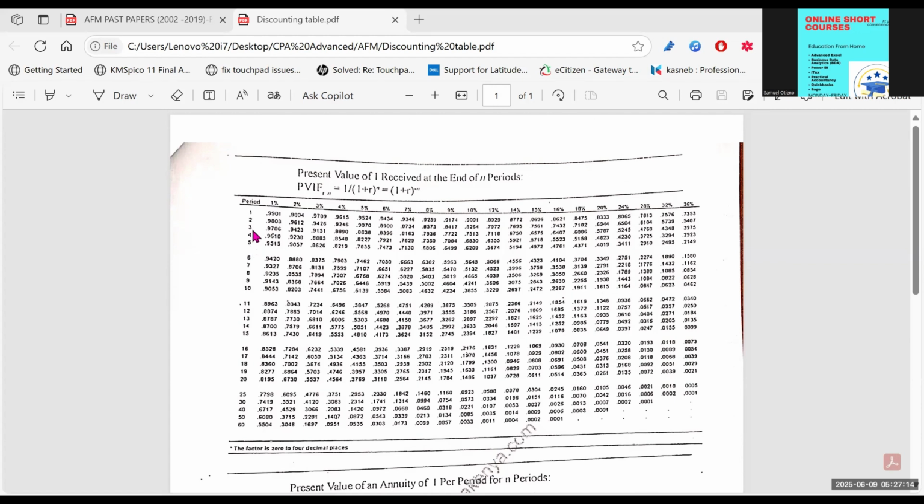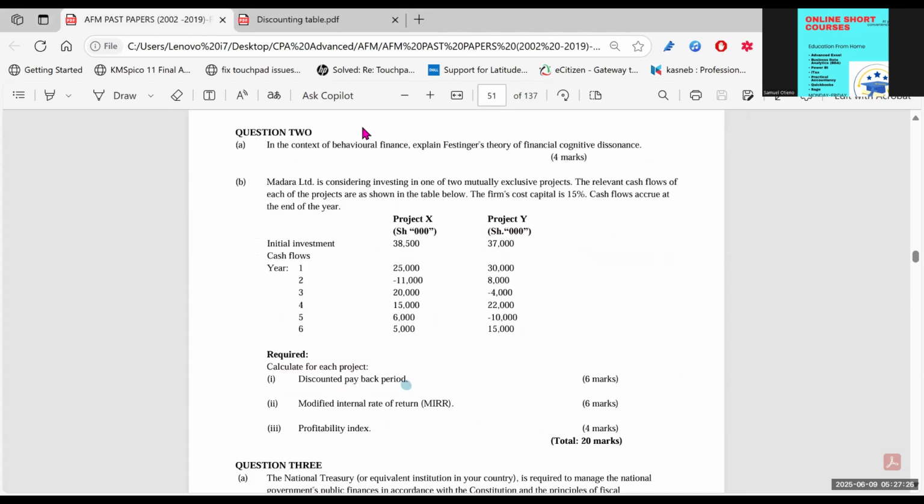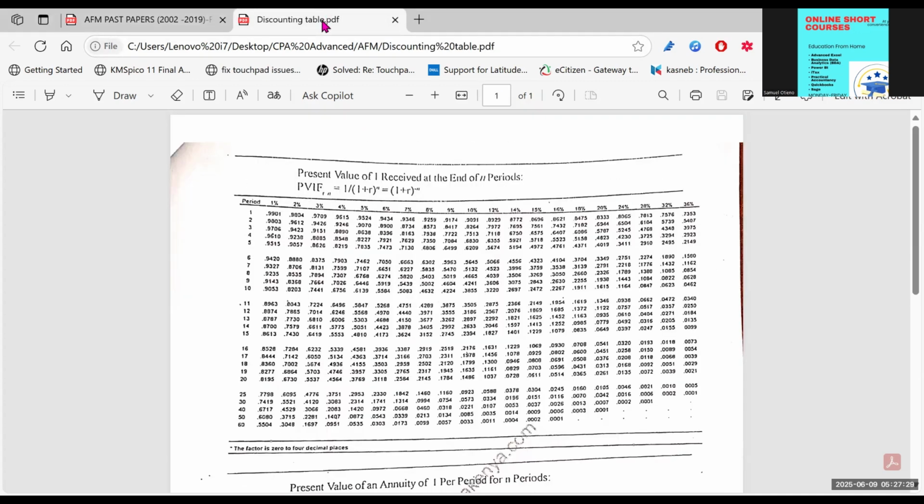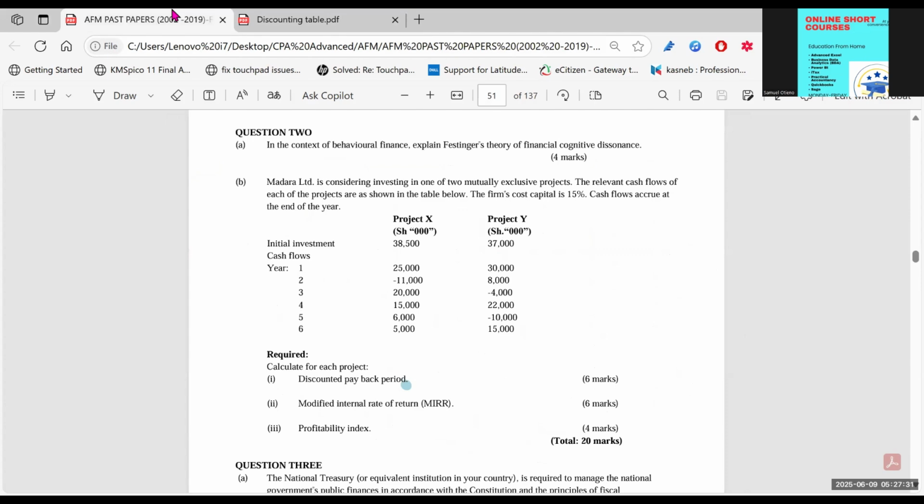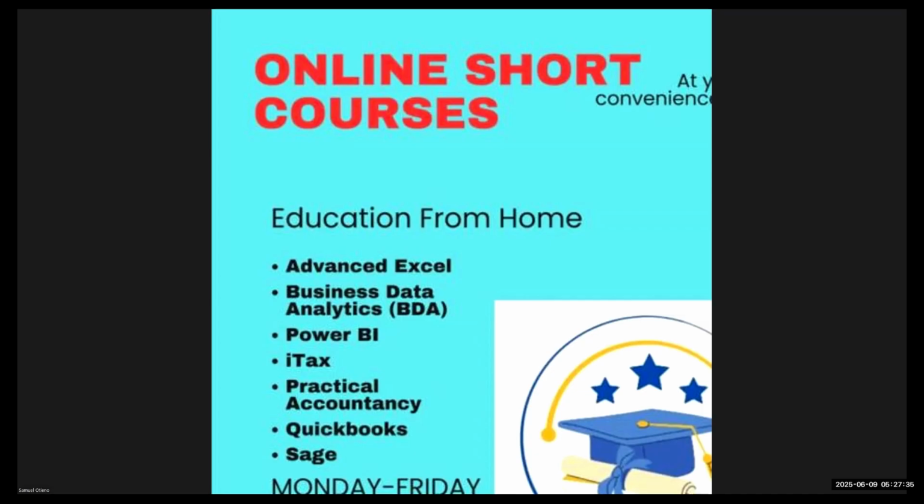So you move along the row and the column to identify the point at which you want to pick the discounting factor. I believe we are going to also do the same as we do this part B, or the next part, for project Y. So let us go ahead and do the computation the same way we've done for project X. Let's go ahead and do for project Y.